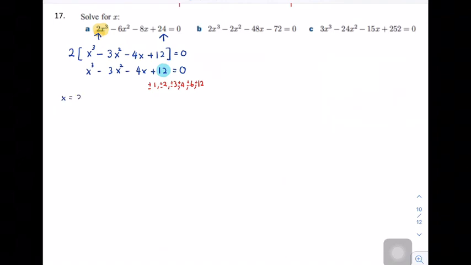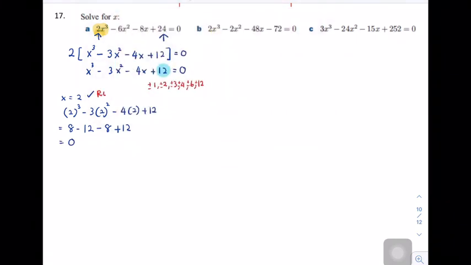So x equals to 2. So 2 cubed minus 3 times 2 squared minus 4 times 2 plus 12, which is 8 minus 3 times 4 is 12 minus 8 plus 12. Oh, bingo. This is equal to 0. That means x equals to 2 is a root, and the factor will be x minus 2 as your first factor.